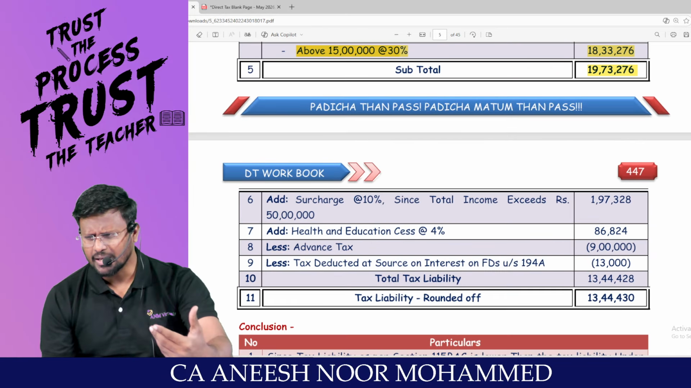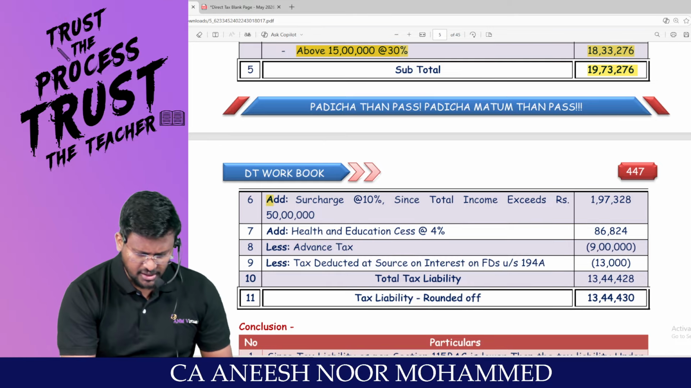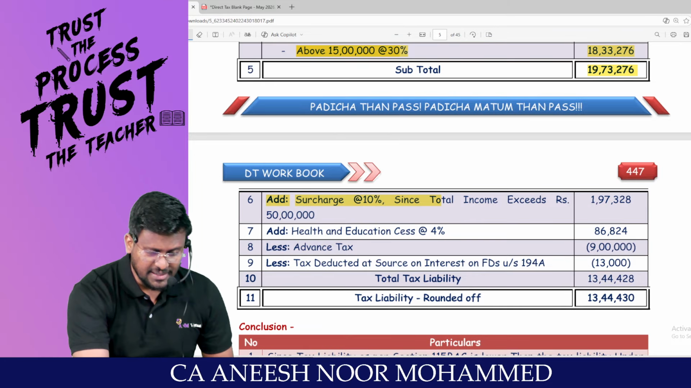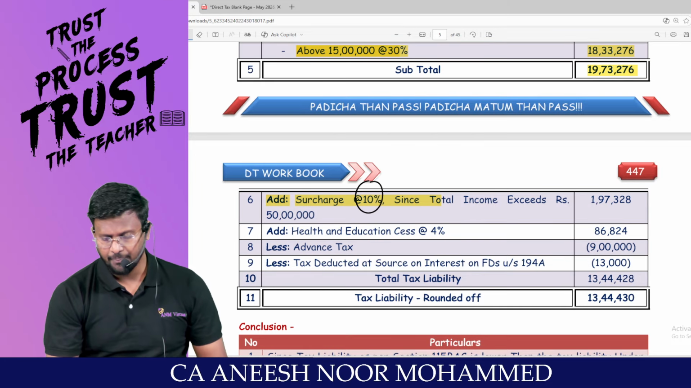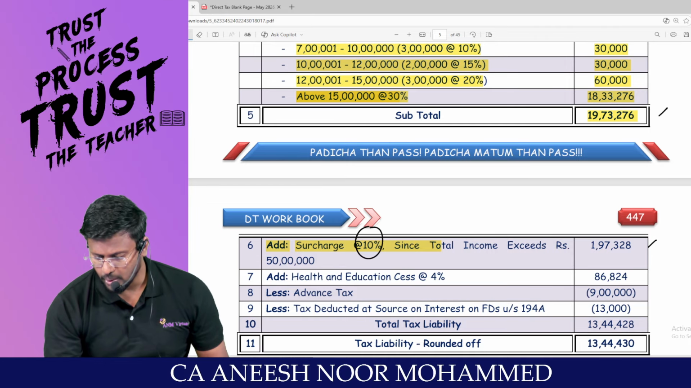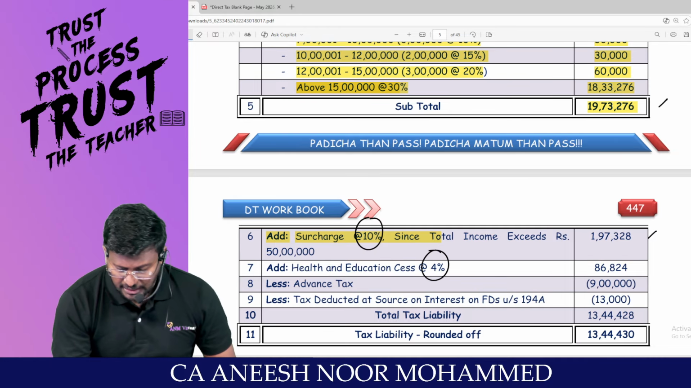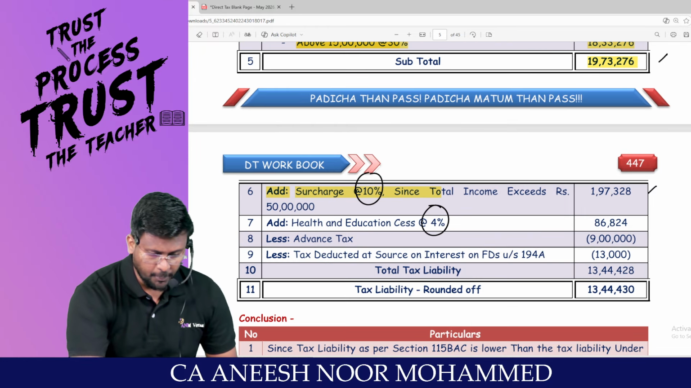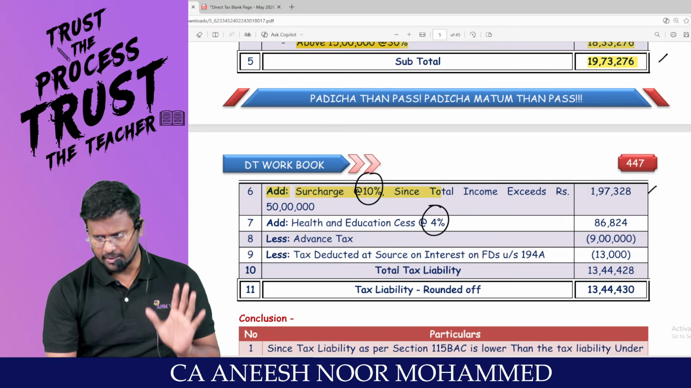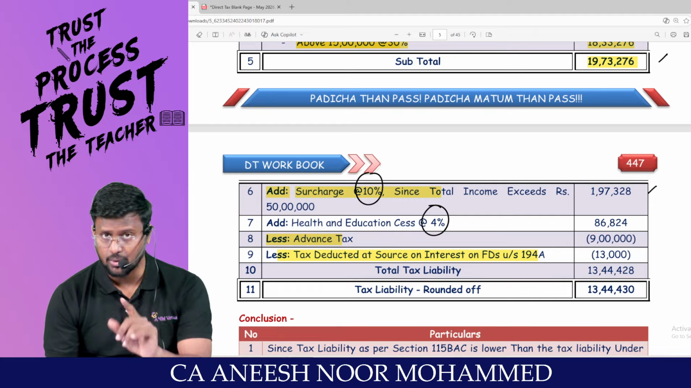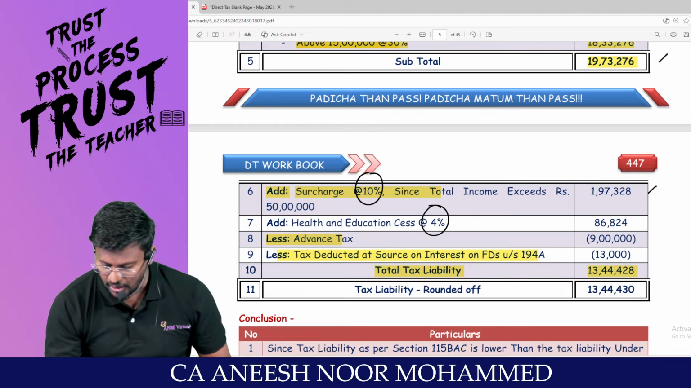Even under the default tax regime, if the total income exceeds 50 lakh up to 1 crore, the assessee is liable to pay a surcharge of 10% on 19 lakh 73,276. On both figures you have to add health and education cess of 4%. You will get the total tax liability. On that, reduce the advance tax and reduce the TDS under section 194A.